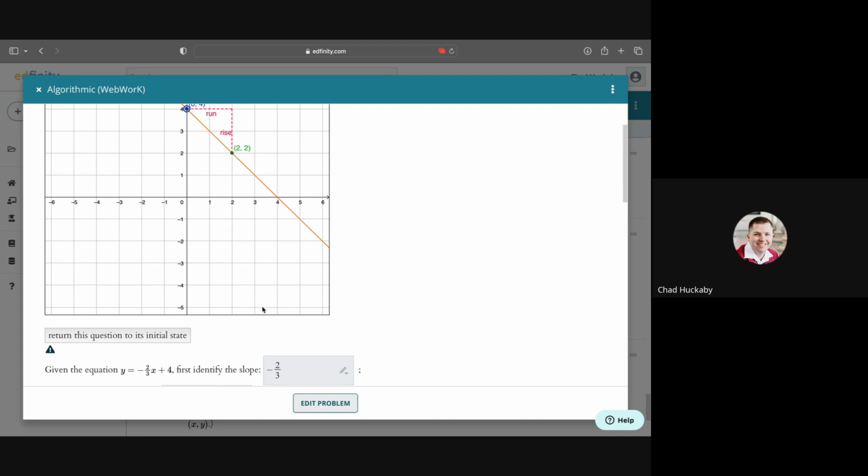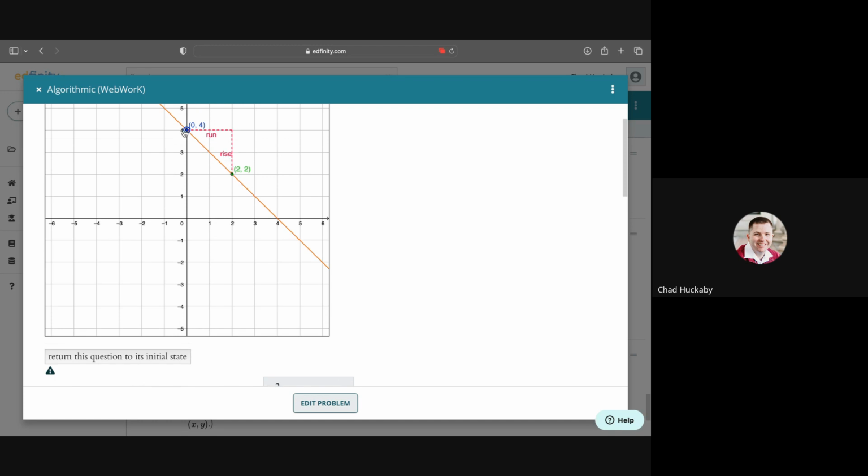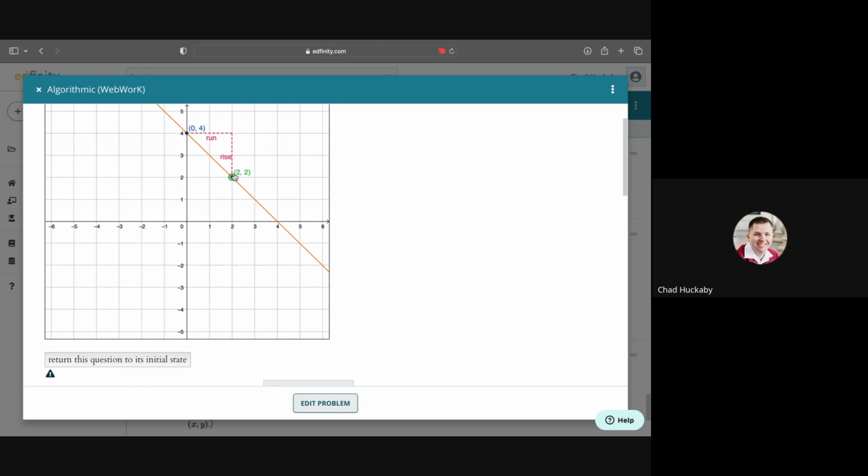Well, it's rise over run. So the change in y, for every 2 I go down in the y direction, I have to go over 3 in the x direction. So if I go from (0, 4) right here, and I go down 2 in the y direction, I need to go over 1, 2, 3 in the x direction. So I can click this point right here and drag it to (3, 2). So my rise is 2 and my run is 3.